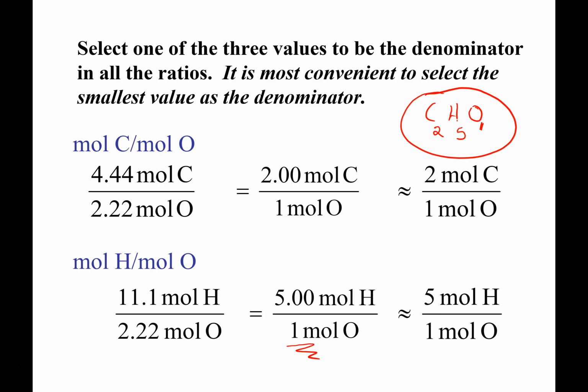Then, once I have the moles that are in 100 grams of the sample, I make another column. At the top of this column, I always say divide by, and I just divide by the smallest. In this case, I'm going to divide everything by 2.22. So 4.44 divided by 2.22 is 2.00. 11.1 divided by 2.22 is 5. And 2.22 divided by 2.22, of course, is 1. Then I have these ready to be my subscripts. So carbon is 2, hydrogen is 5, and oxygen is 1. That's just how I work the problem. It's the same, there's nothing different.